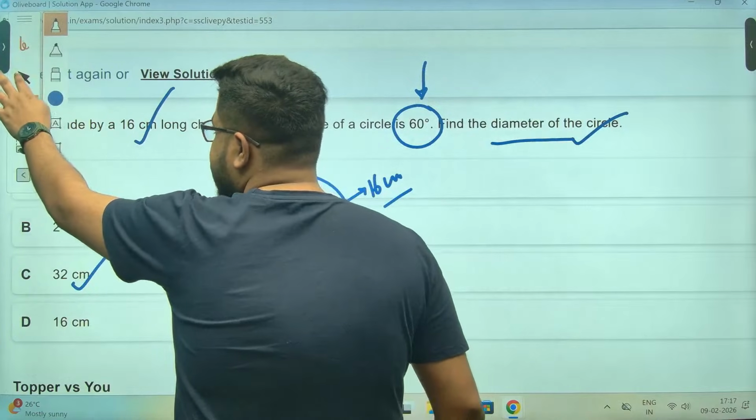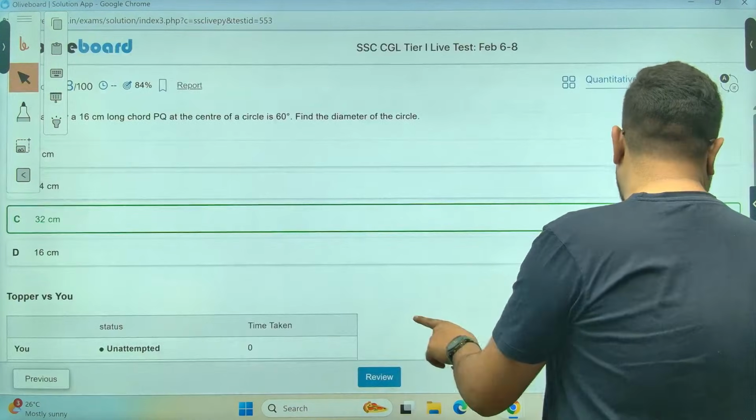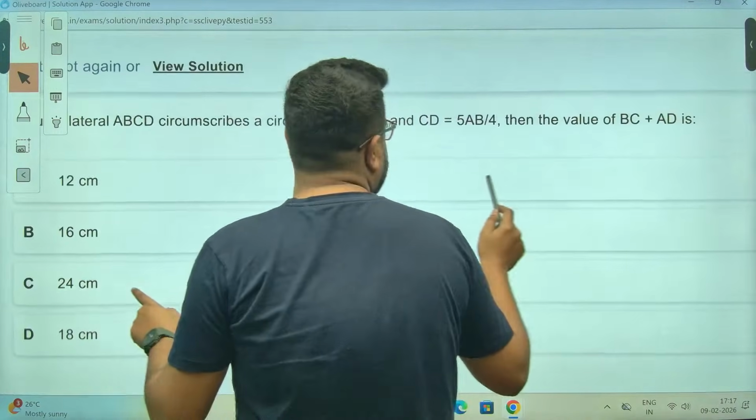32 is the answer. Again, if you knew this property, you don't even need to solve. You don't need to draw or solve anything. You can simply answer directly.